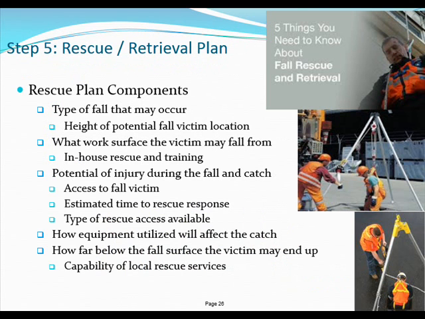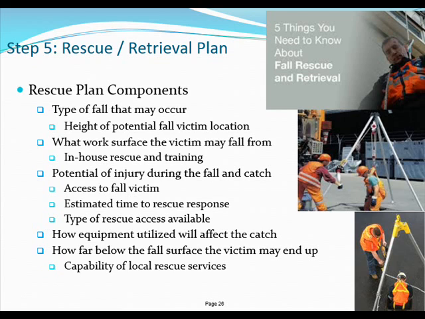Step 5. Rescue Retrieval Plan. Rescue plan components: type of fall that may occur. Height of a potential fall. Victim location. What work surface the victim may fall from. In-house rescue and training. Potential injury during a fall or catch. Access to the fall victim. Estimated time to rescue response. Type of rescue access available.